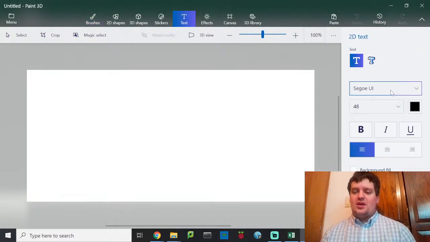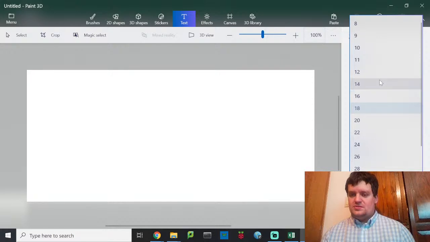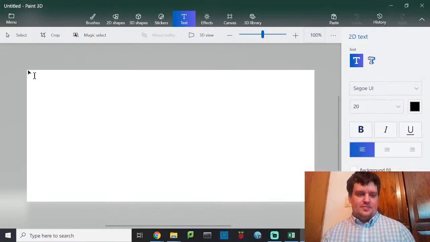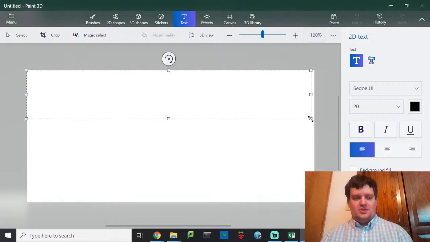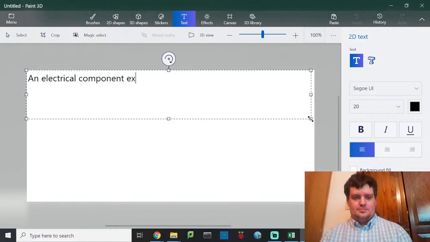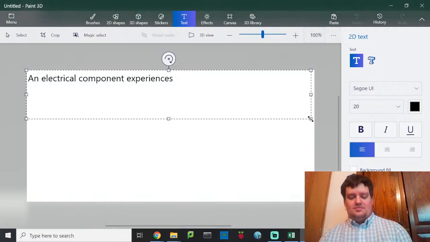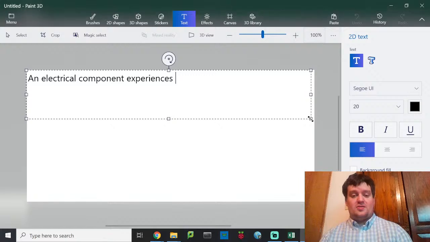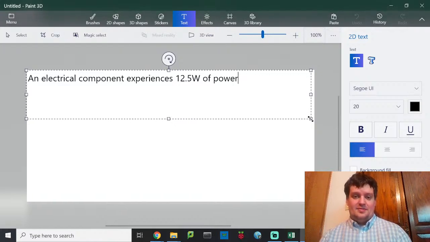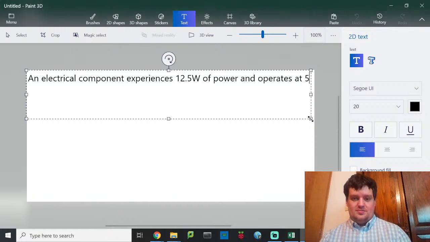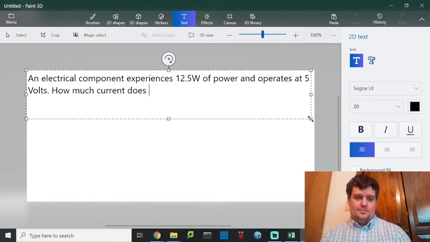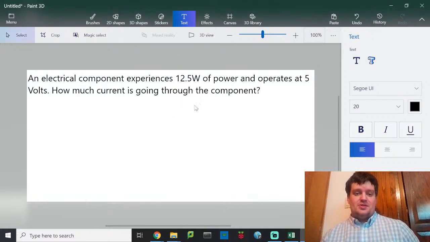So here we'll give a problem. Let's do it 20 font. So here we have an electrical component. Let's do a power converter for a Raspberry Pi, 12.5 watts of power. Okay, so here's your question. An electrical component experiences 12.5 watts of power and operates at 5 volts. How much current is going through the component?